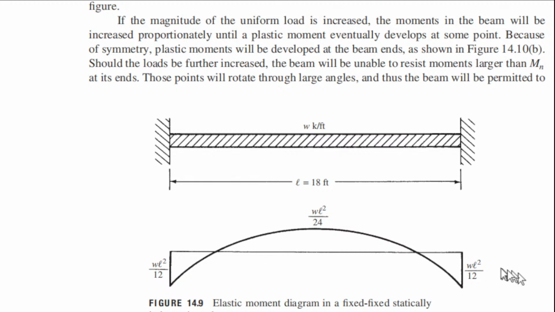Just for example, imagine Mn, the nominal moment, is 20. And the load is, for example, 2 kilopounds per foot. Just as an example, we have 2 times 18 squared over 12. So we can actually compute that.